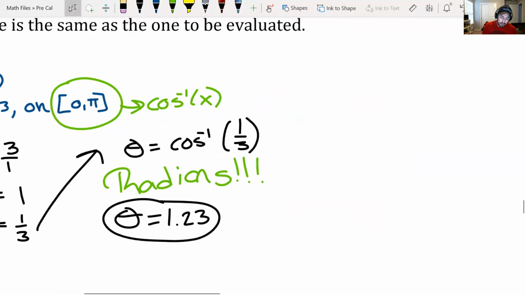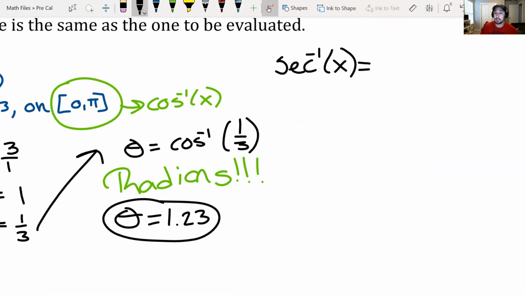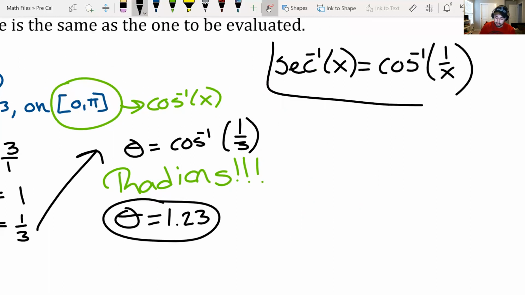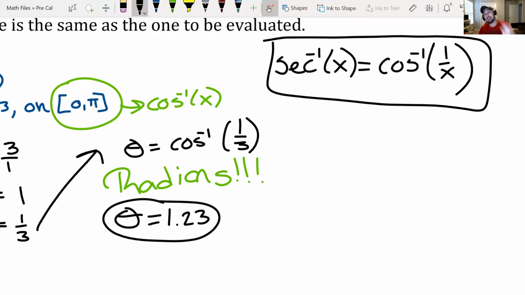We would look something like this. We would say the inverse secant of any value of x is going to be equivalent to the inverse cosine of 1 over x. And this is a formula you can use anytime to convert a numerical inverse secant value into a numerical inverse cosine value.